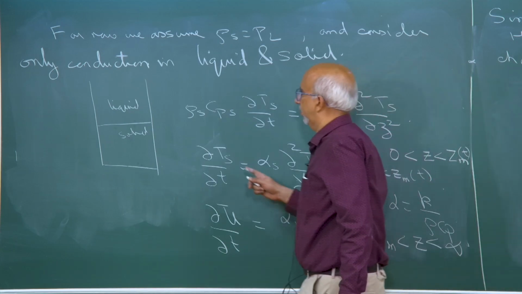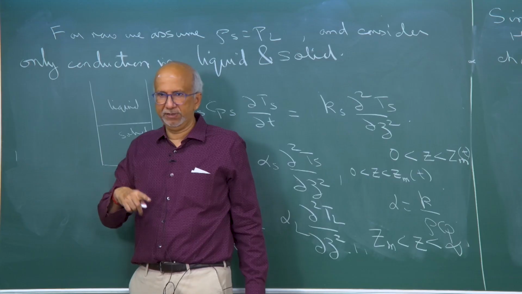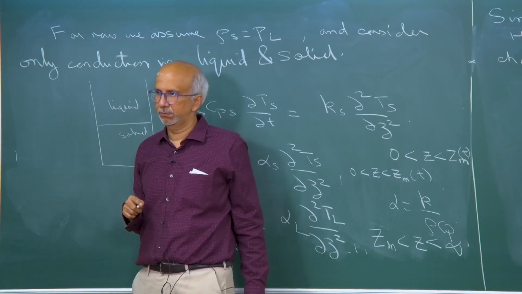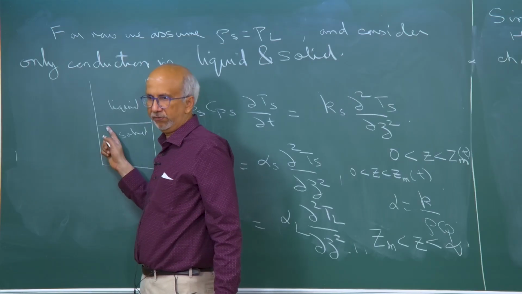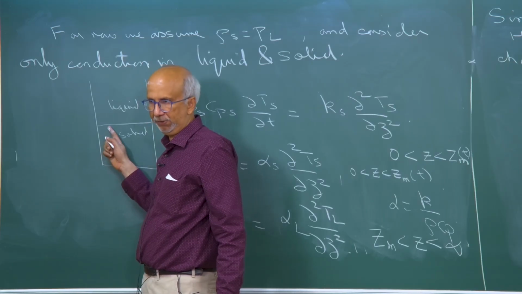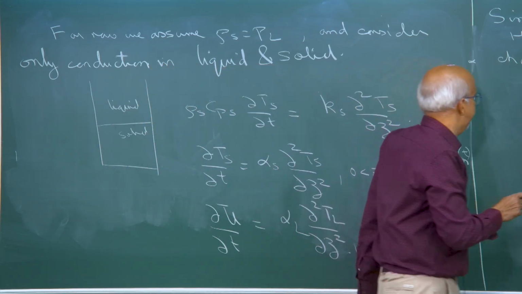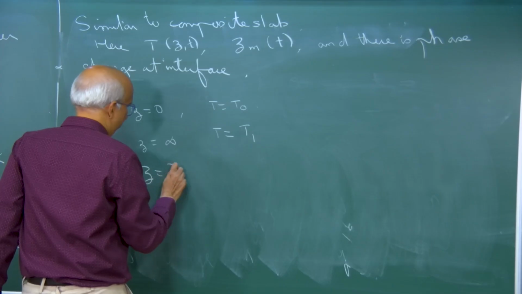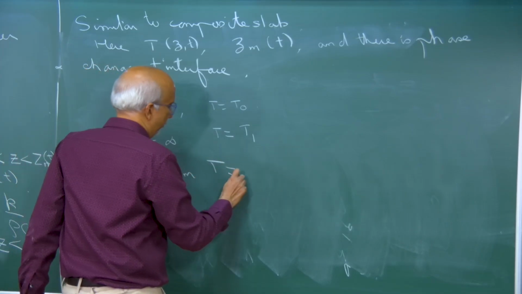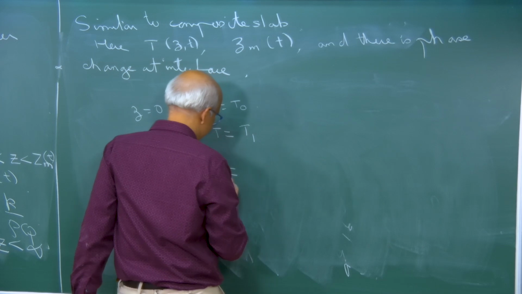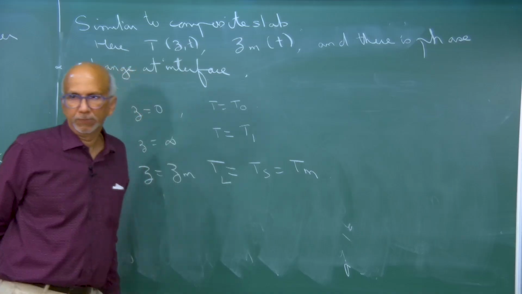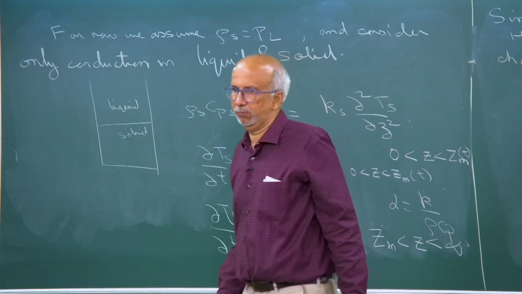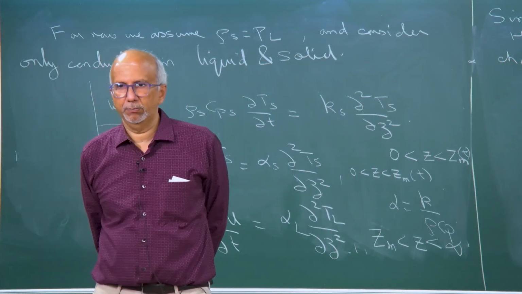Now, what is going to be the temperature at the interface? At the interface is where we have the phase change. Here is where it starts freezing, so the temperature is going to be equal to Tm. At z equals zm, TL equals Ts equals Tm. The solid temperature and the liquid temperature are both equal to the melting point temperature.